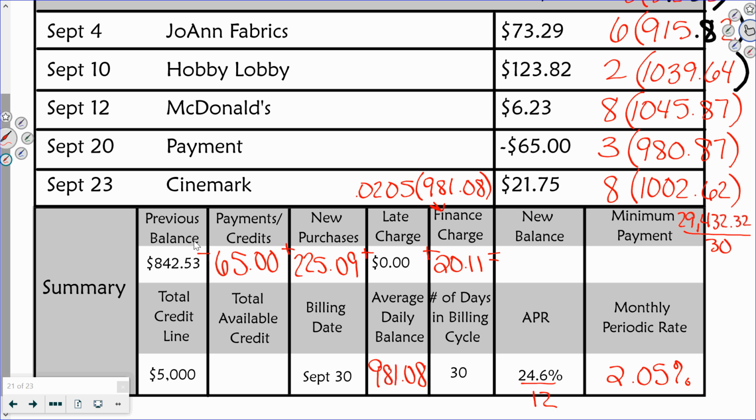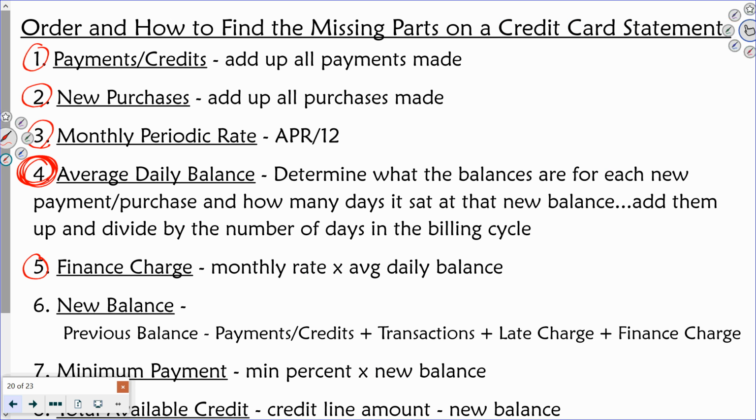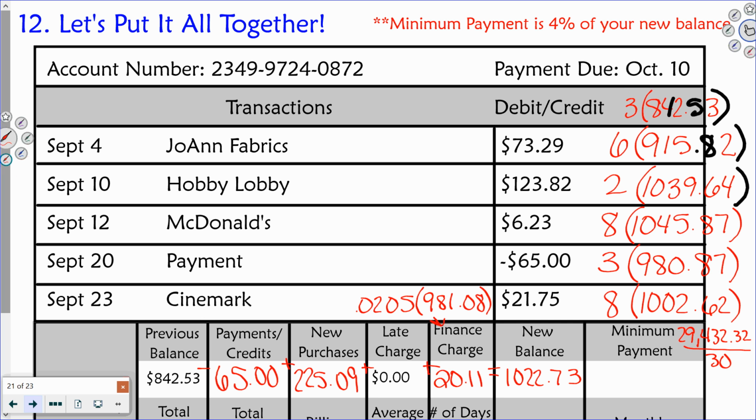Right? You should have that on your pink paper as well. So I start with the 842.53. I subtract my payment. Then I add on everything else. So 225.09, no late charge, and then 20.11 for my finance charge. Good. 1,022.73. You wrote this on your pink sheet on Tuesday. It's this whole line. Previous balance minus your payments, and so on. It's nice because it's all right in a row. So you can see where I did the minus this, plus, plus, plus. That's where I get it.